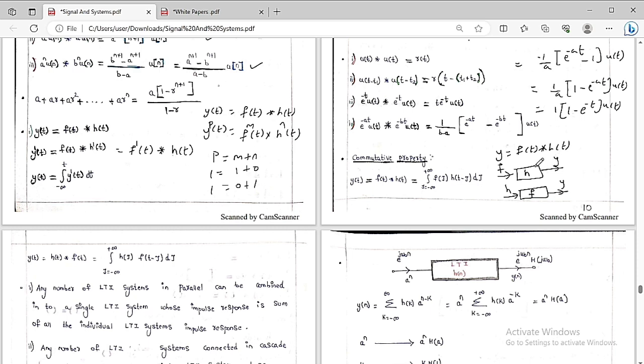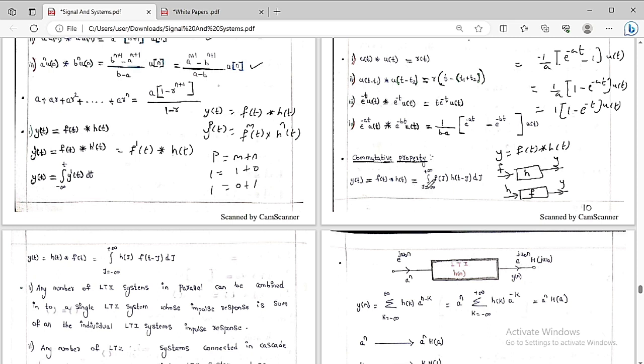So y(t) is equal to f(t) convolved with h(t), or y(t) is equal to h(t) convolved with f(t). In both systems, the response is the same. For this system, the input is f(t) and the impulse response is h(t). For this system, the input is h(t) and the impulse response is f(t). So in both these systems, the response is the same. Therefore, we can say that convolution satisfies the commutative property.